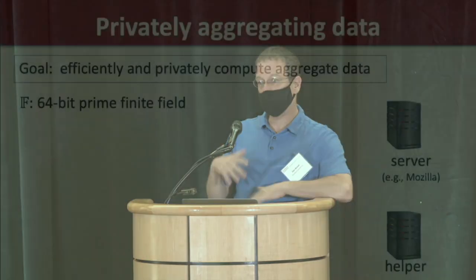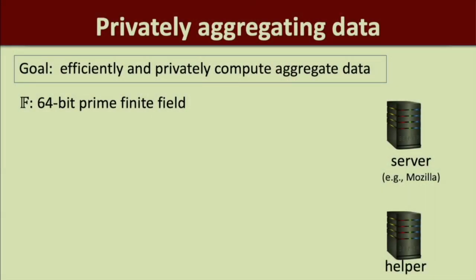So the high-level paradigm: these systems are supposed to aggregate across billions of people, so they're supposed to be extremely efficient and scalable. It turns out the most efficient way we know how to do this is by using the server that wants to learn the information. I'll use Mozilla now because they're actually using one of these systems that we designed. But it turns out there's also a need for a helper party, a second party that's non-colluding with Mozilla, and I'll explain in just a second what it's needed for.